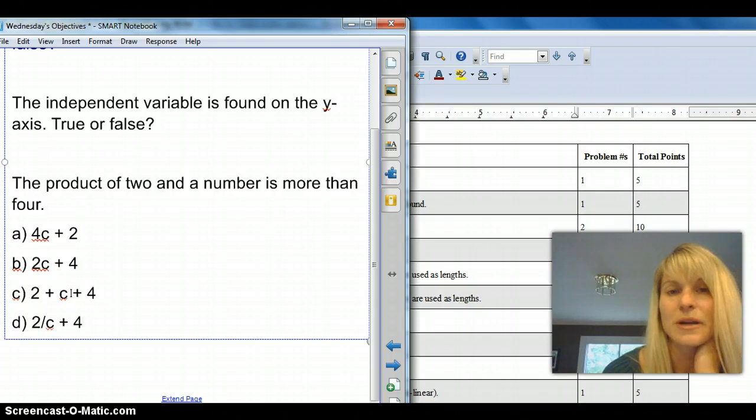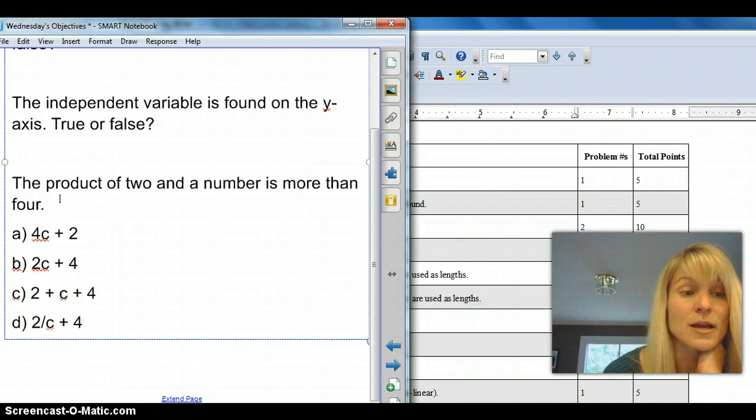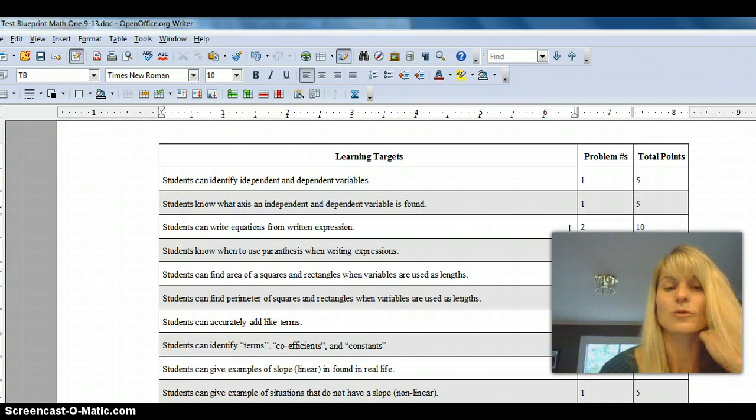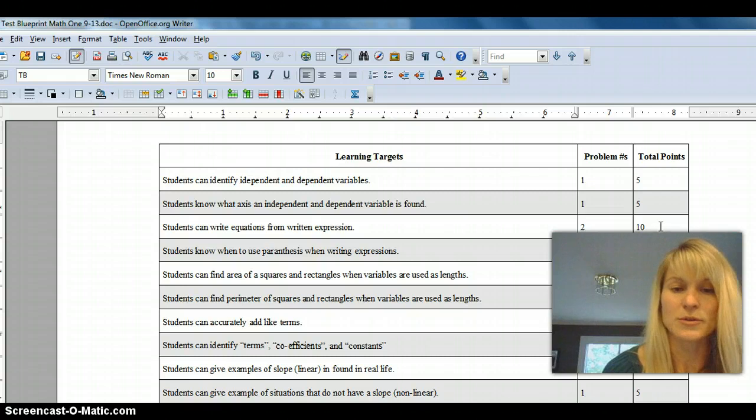You want to think about how somebody might mistakenly write an answer. So the product of 2 and a number, we know that's 2C is more than 4. That should be answer B. But I put in a couple tricky ones to make sure that the student really understands what the word product means and what variable needs to be put in there. Okay, so that's an example of how I could write. Students can write equations from written expressions. You'll have 2 questions on that with a total of 10.